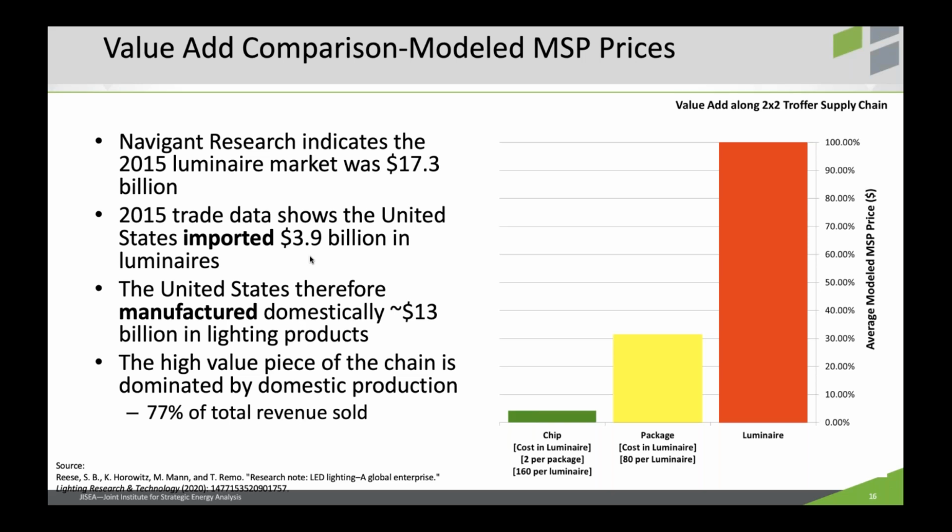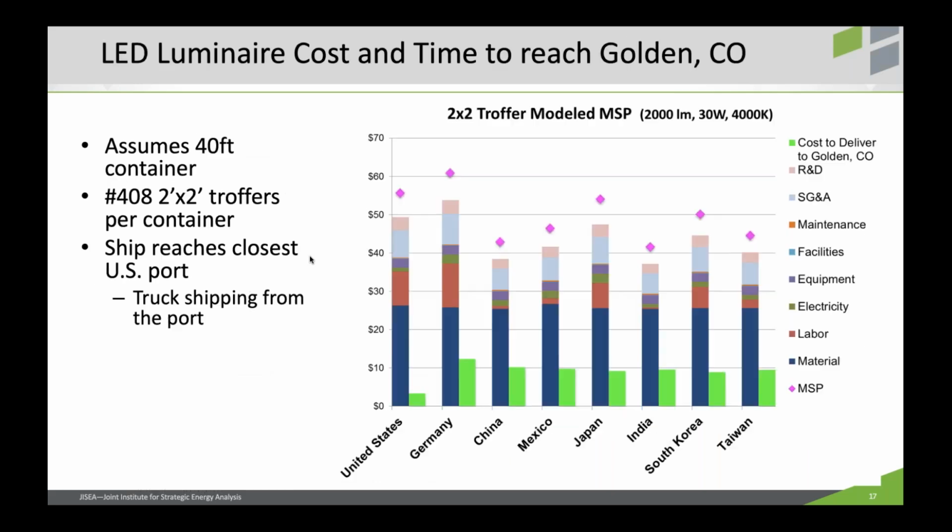So when you consider that the lighting market was $17.3 billion, we imported 3.9, then of the $13 billion in lighting products, we were manufacturing the highest value add along that entire supply chain. So using each of the various economies as we modeled, we looked at how much they would have to be selling that 2x2 troffer for. Now, again, I want to really emphasize, we were modeling the price that they would have to sell it for to pay back, given those assumptions. This has nothing to do with when you walk into Home Depot or your local Lowe's and look at the cost that you would pay.